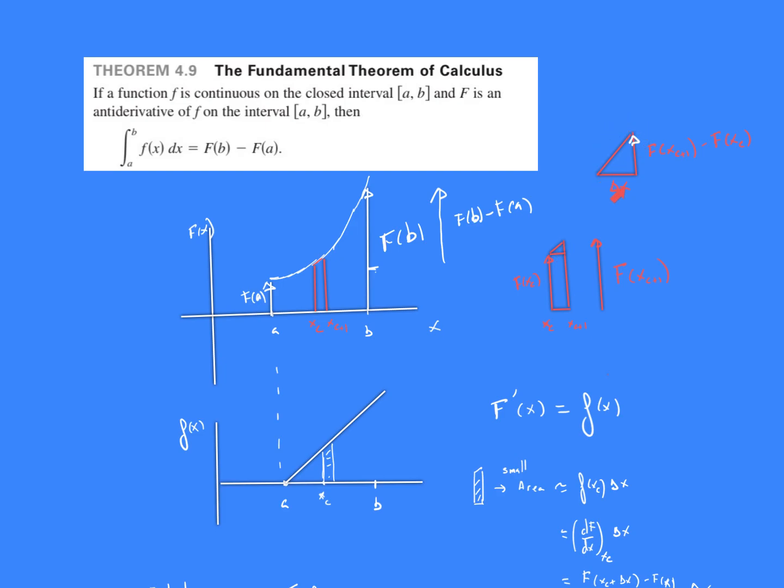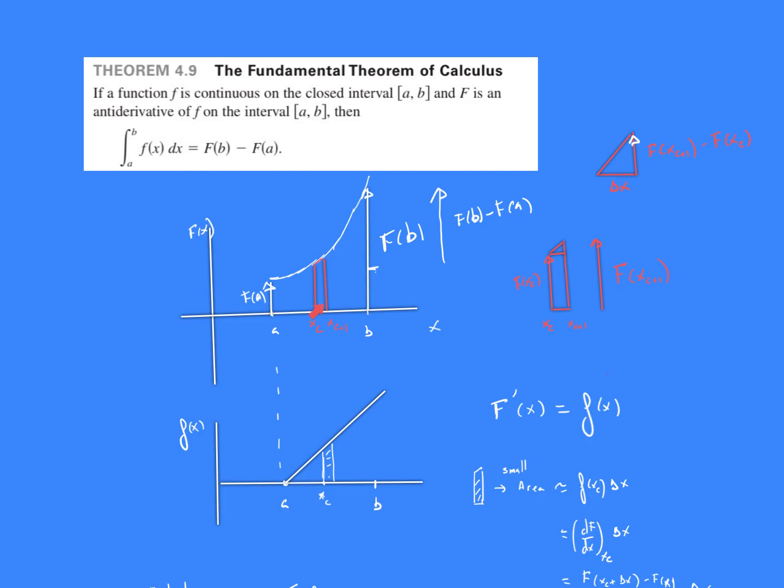So I will see the triangle here. The triangle says that this is F of x sub c plus 1, and this is F of x sub c. Perfect. So the triangle is this small triangle, and the change in the capital function F is F of x sub c plus 1 minus F of x sub c.